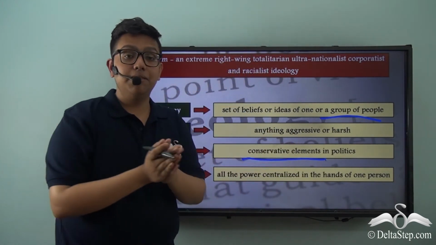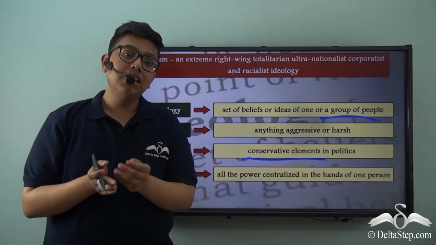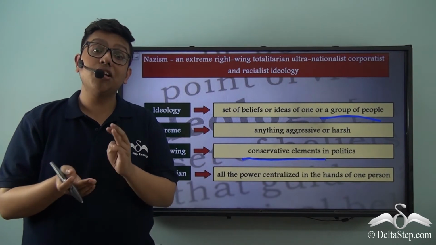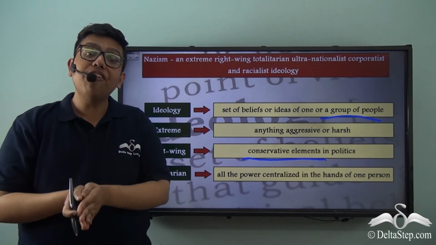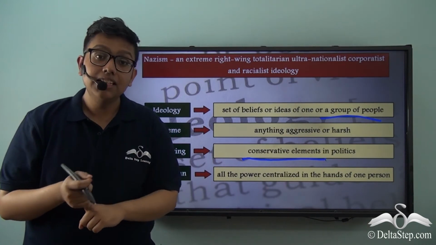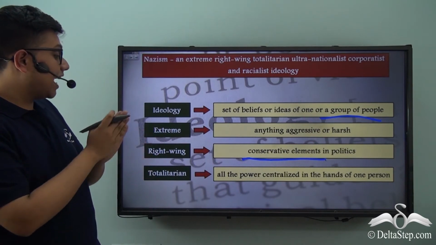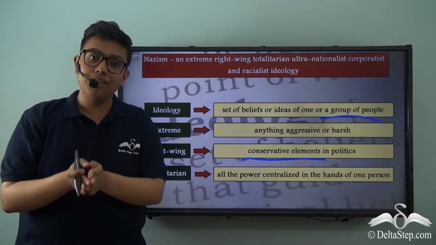The conservative elements or the conservative topics refer to things like culture, nationalism, order, authority, and is opposed to the left wing concepts such as freedom, liberty, rights, and internationalism. And that is what a right wing ideology is, which happened to be Nazism as well.